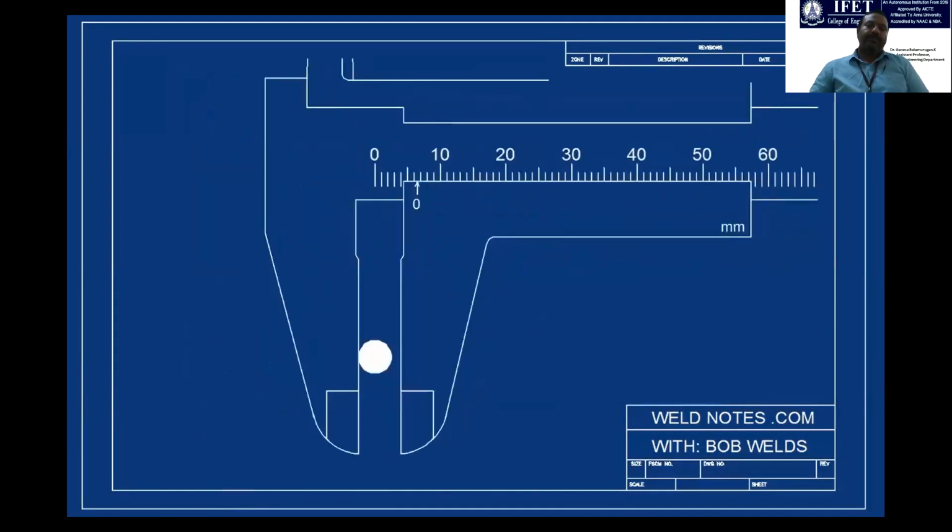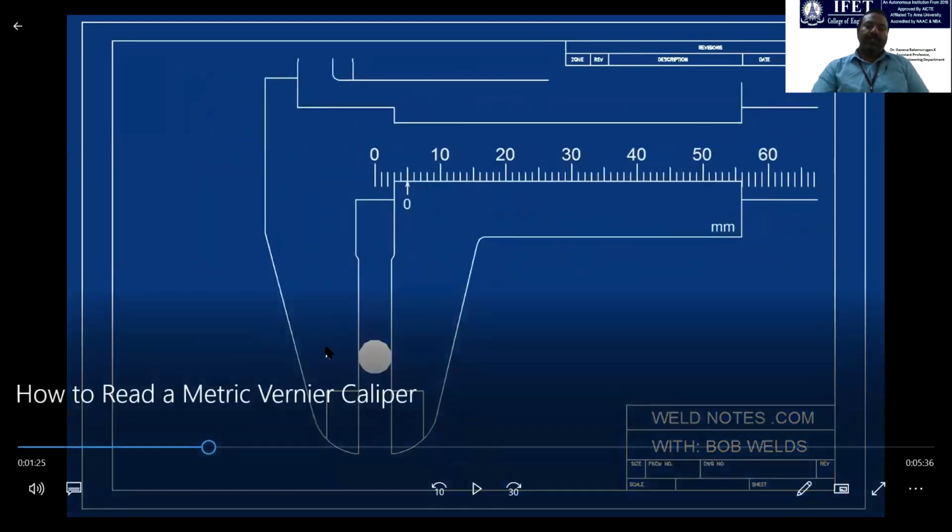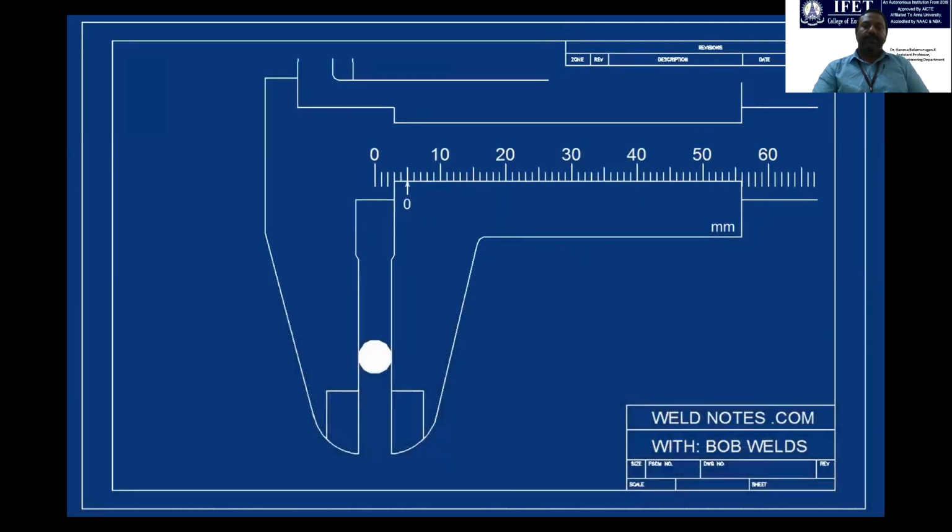I'll close the calipers on this workpiece and we'll see what the main scale says. Now they are measuring the diameter of a component, and they will show how to read that diameter on this scale. These marks represent whole millimeters. So the reading is 1, 2, 3, 4, 5 millimeters.